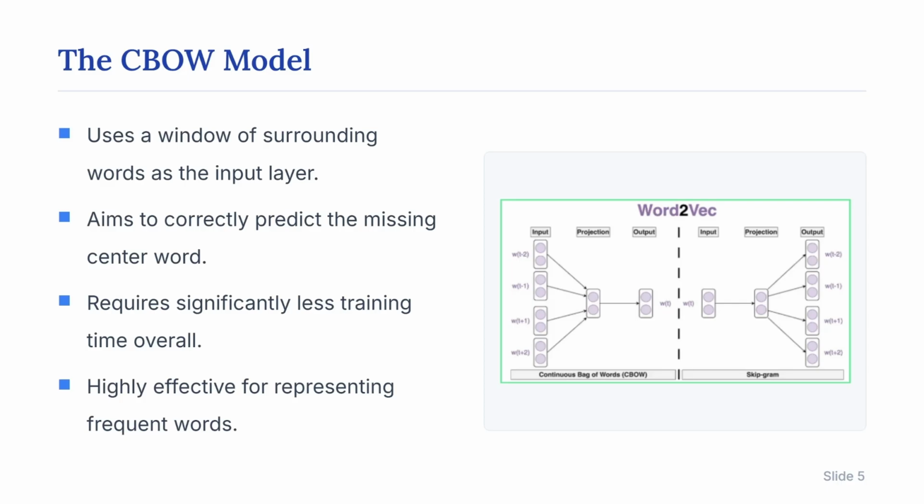This is where the term bag of words comes from. The model does not care about the order of the words, whether a word comes before or after the target, or its exact position is ignored. Only the presence of words matters. This is both a strength and limitation. It makes the model simpler and faster, but it loses information about word order.